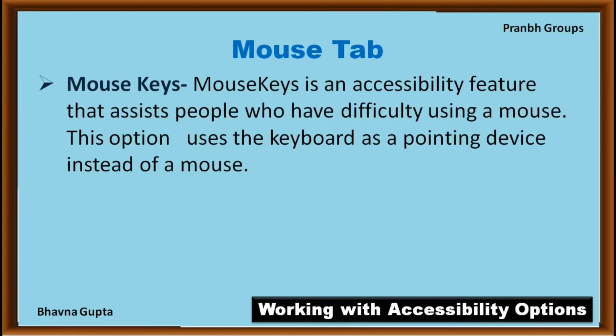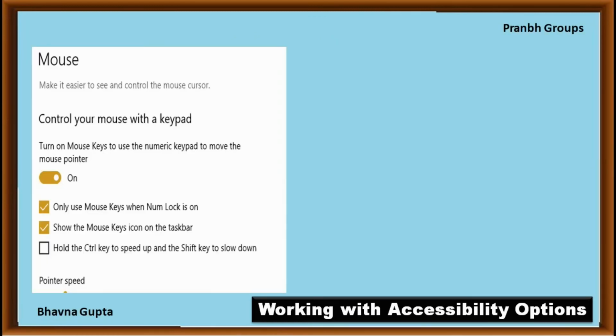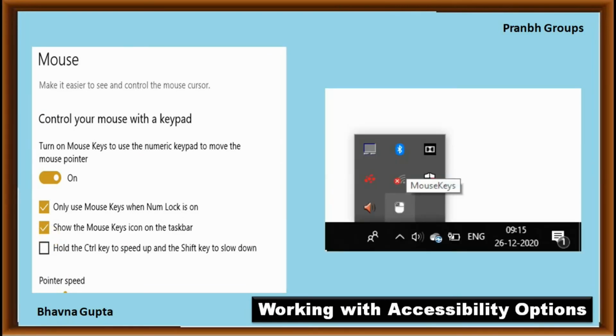The next tab is the mouse tab. Mouse keys is an accessibility feature that assists people who have difficulty using a mouse. This option uses the keyboard as a pointing device instead of a mouse. To enable mouse keys, turn on control your mouse with the keyboard and tick the checkbox, show the mouse key on the taskbar.